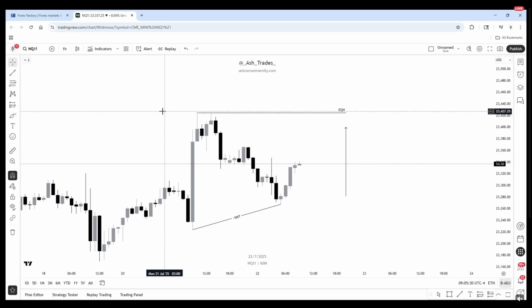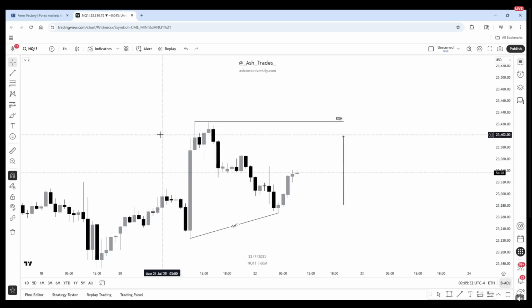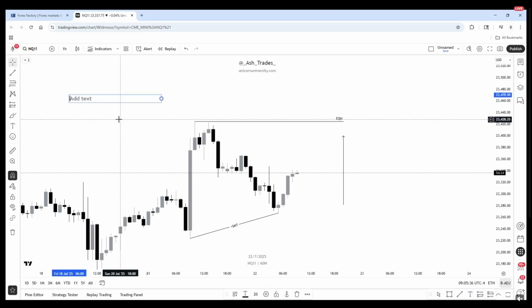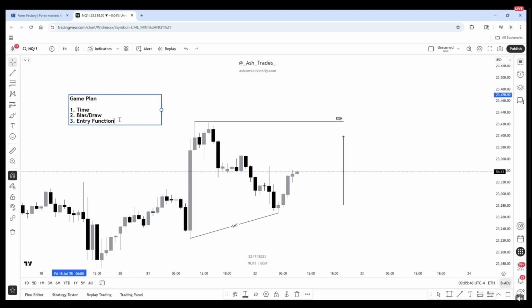First things first, when I'm starting to develop a game plan, when I'm getting prepared for the day, I'm always taking a look at time. So in terms of my game plan, time is the most important element. Then comes bias or draw on liquidity. And lastly, entry function.